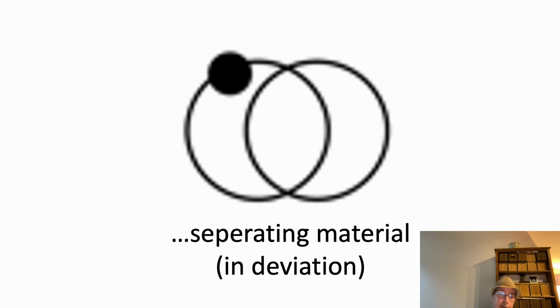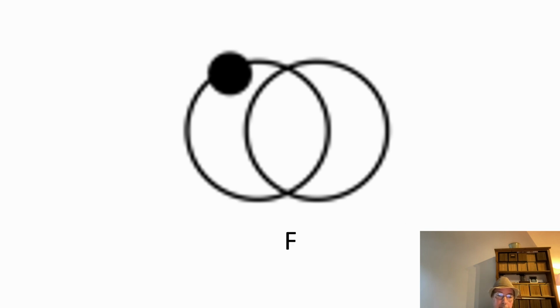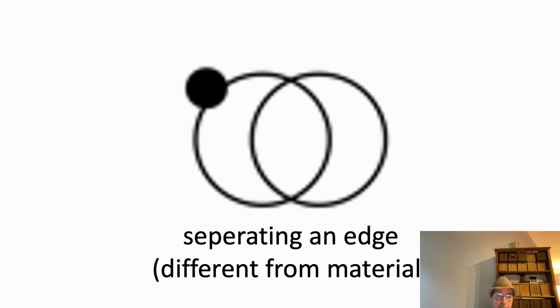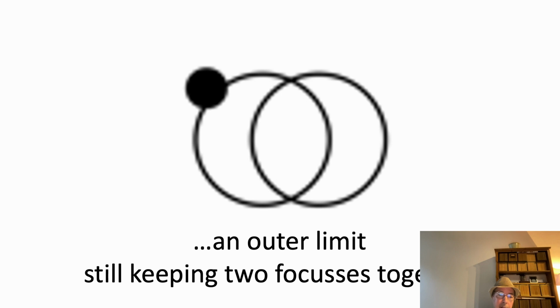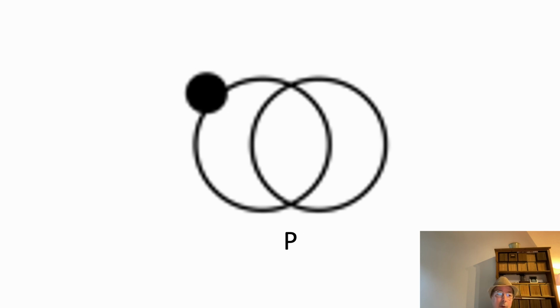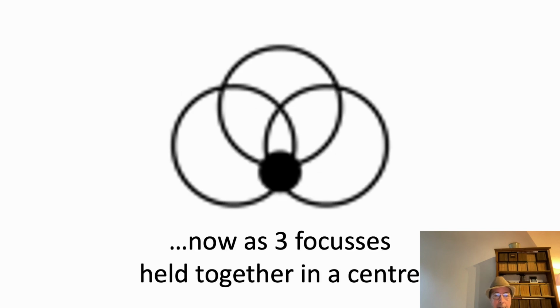When you separate the material as well, it will be expressed with the F. When you separate the edges or borders, where you have differences in the material, or the material that is no longer in the one center of extension, and the limits are increased and it's no longer kept together very easily, you will express this with the letter P.